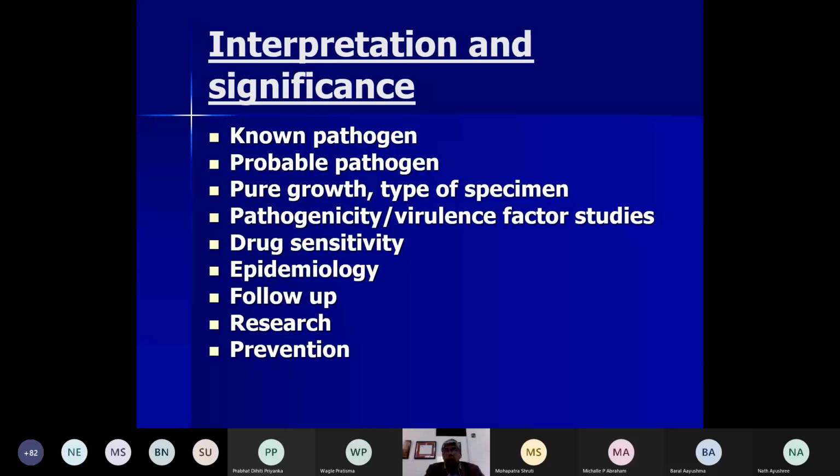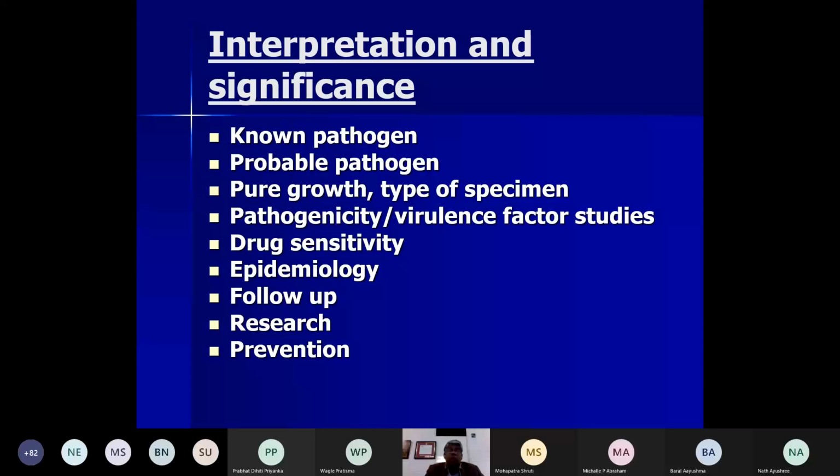Now, it's easier if we know that the bacteria or the organism which we have isolated is a known pathogen. Like if we isolate Mycobacterium tuberculosis from sputum of someone, it's a known pathogen. It's not a commensal. It does not normally stay without causing disease in anyone's body. Therefore, we can say that it is a pathogen. So, a known pathogen is easily identified.